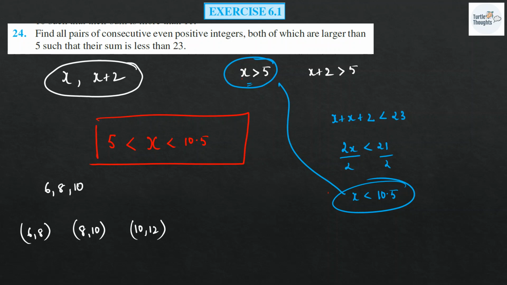equal to 12. So there are three sets of numbers, or three pairs of consecutive numbers, such that both of them are going to be greater than 5, but the sum is going to be less than 20, right? So 6 comma 8, 8 comma 10 and 10 comma 12, these are going to be your options.